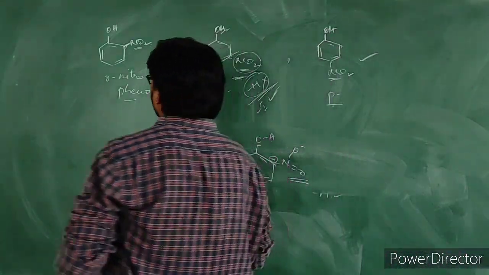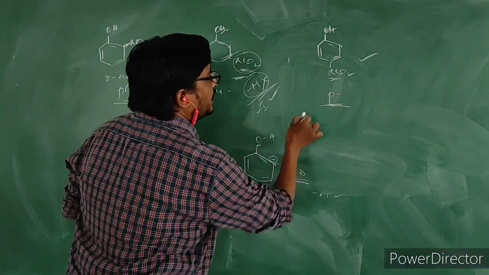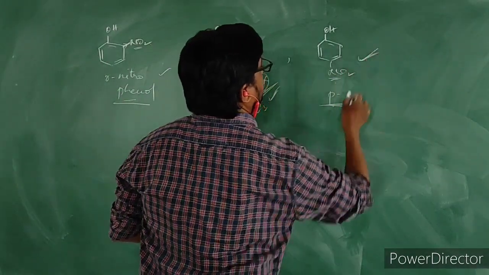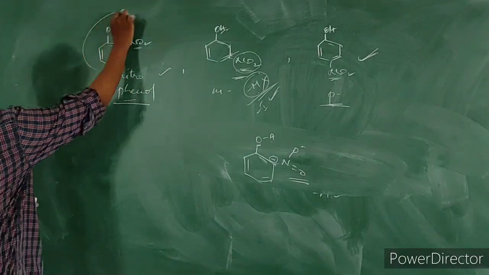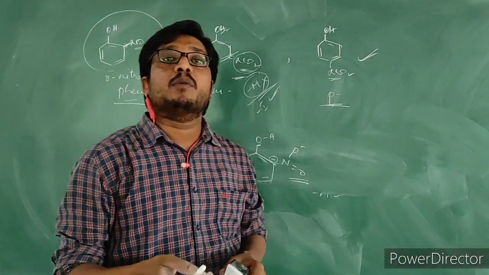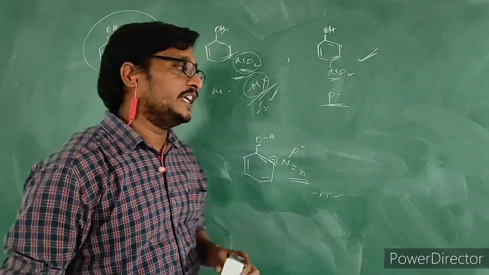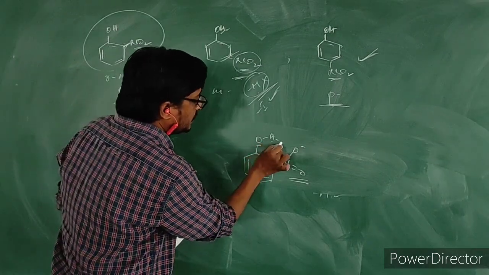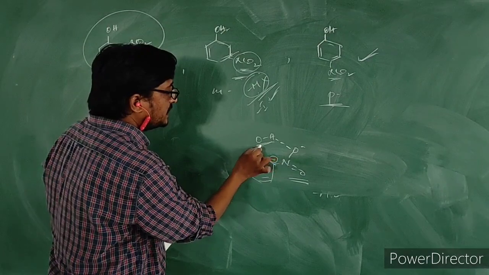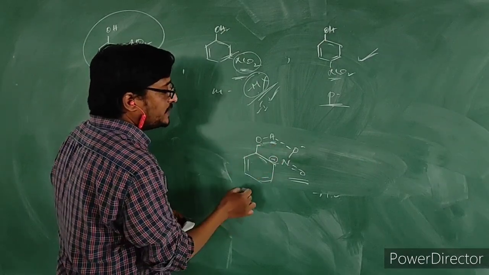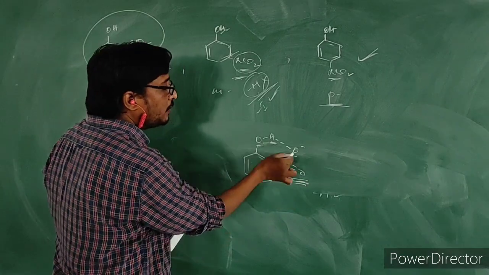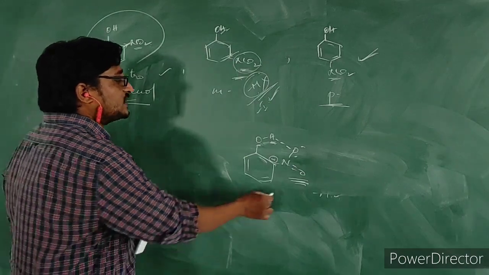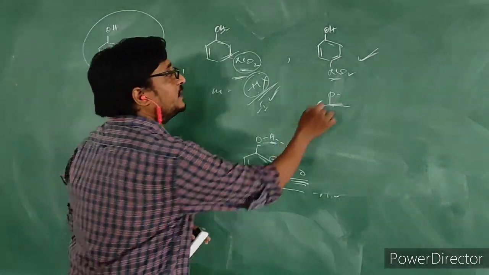The next thing is, among orthonitrophenol and paranitrophenol, which is more acidic in nature? Paranitrophenol. The reason is that orthonitrophenol will produce intramolecular hydrogen bonding. See, this is orthonitrophenol. The hydrogen which is present in this OH group will form hydrogen bonding with the oxygen of this NO2 group. Intramolecular hydrogen bonding gets developed. Due to that, the acidic nature of orthonitrophenol will be less when compared with paranitrophenol.